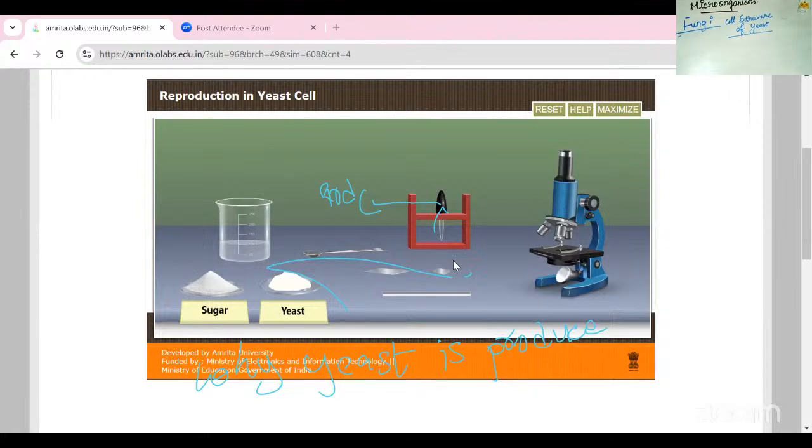Students, please don't scribble. Is there any doubt? Please ask me.